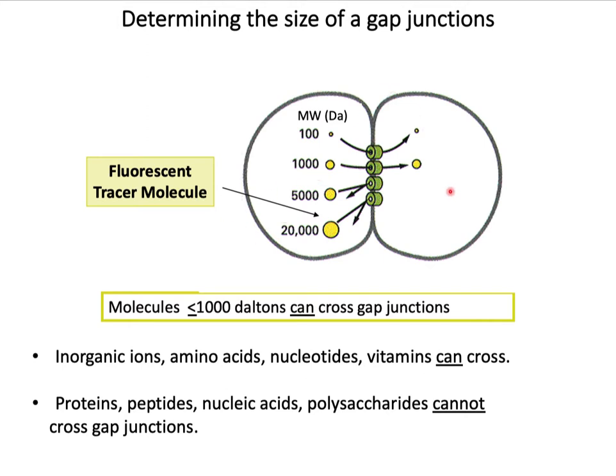If you really did this experiment, what you would find is that the fluorescent tracer molecules of about 100 Dalton or even 1000 Dalton will readily flow to the neighboring cell, whereas fluorescent tracer molecules greater than 1000 Dalton will not cross the gap junction. So signaling molecules such as inorganic ions, amino acids, nucleotides, and vitamins can cross into the neighboring cell through the gap junctions. But larger molecules such as proteins, peptides, nucleic acids, and polysaccharides would likely never cross the gap junctions.